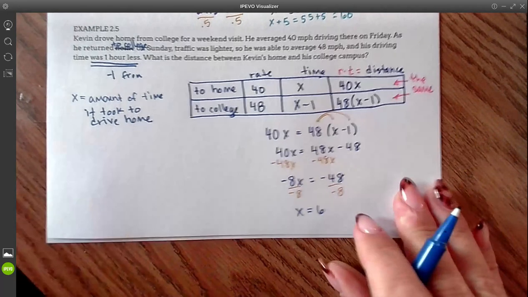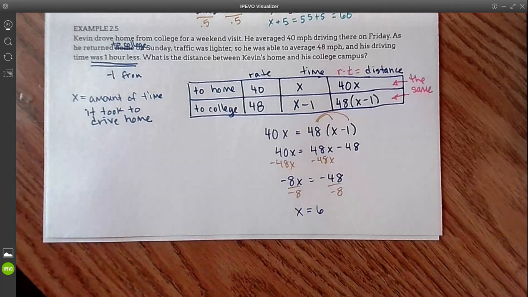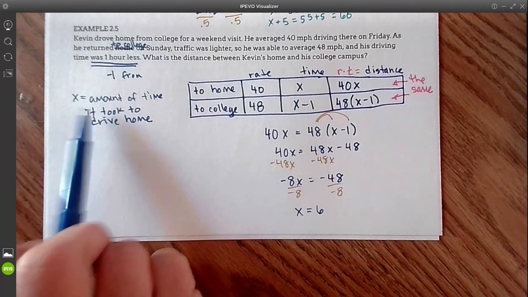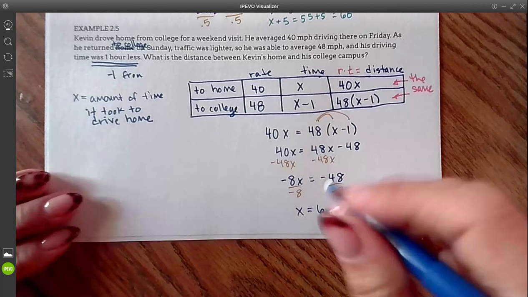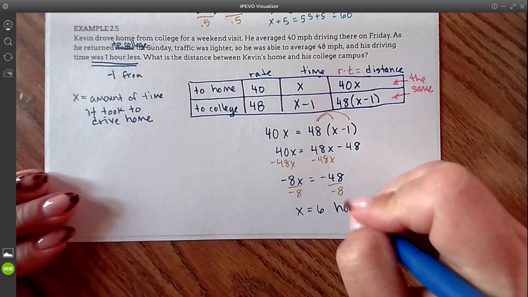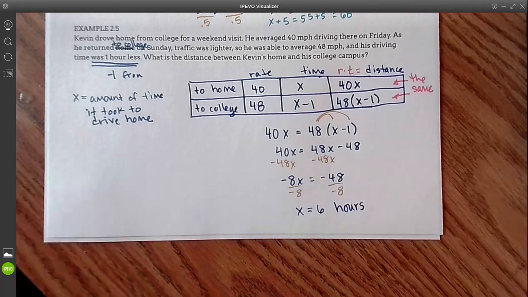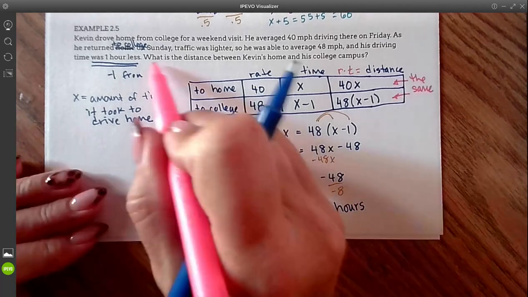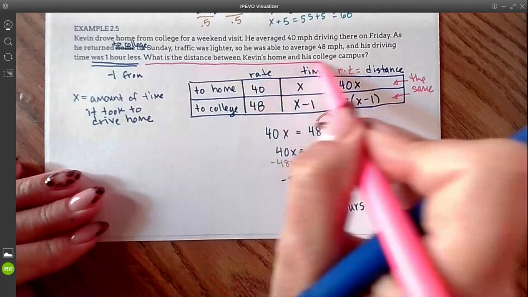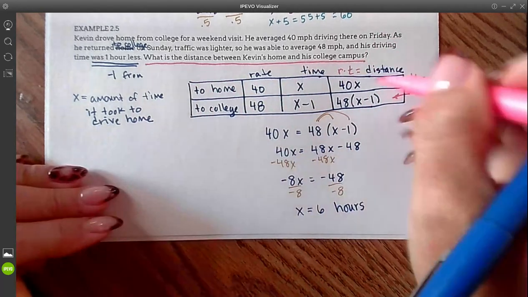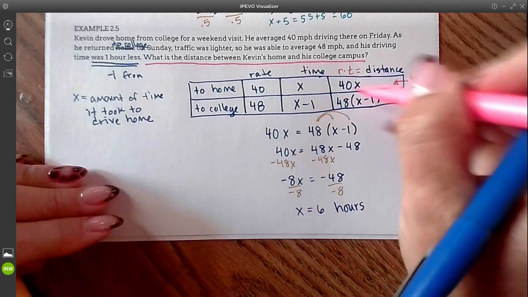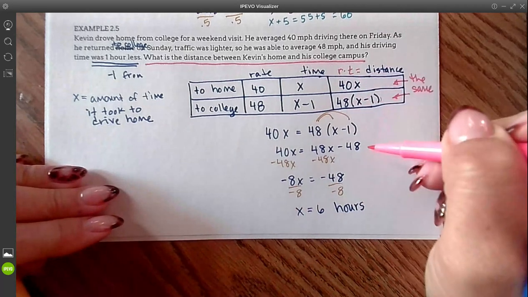Now, if we quit there and put 6 in for our answer, we are going to get that wrong because x is the amount of time it took for Kevin to drive home. So 6 is a number of hours, and we are asked to find what is the distance between Kevin's home and his college campus. So if we look at our distance column, I see that I have two options for how to figure out that distance.